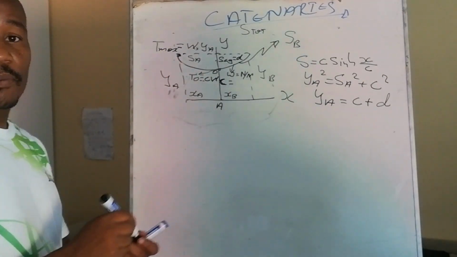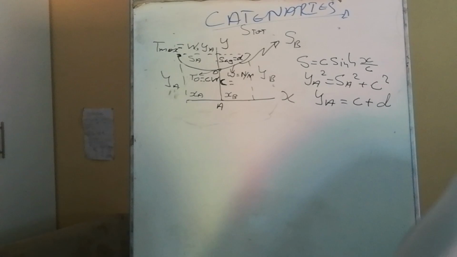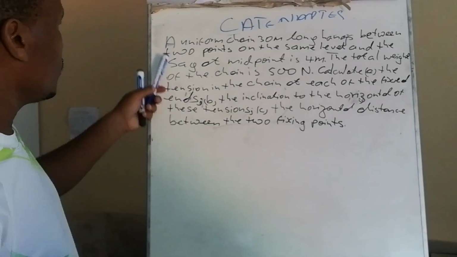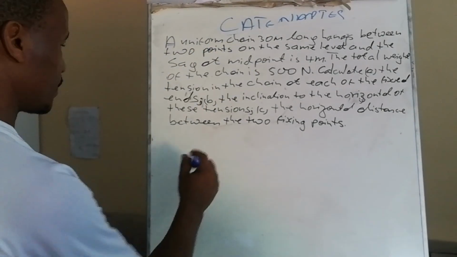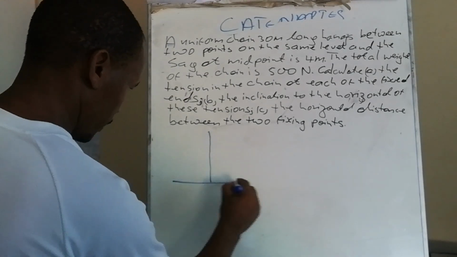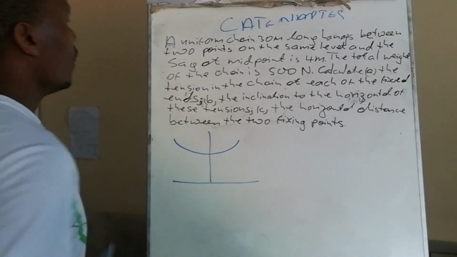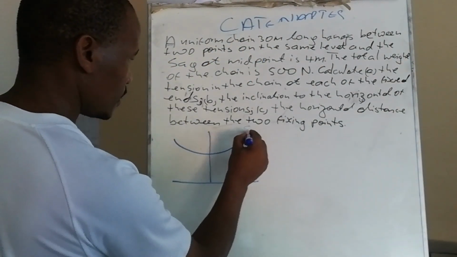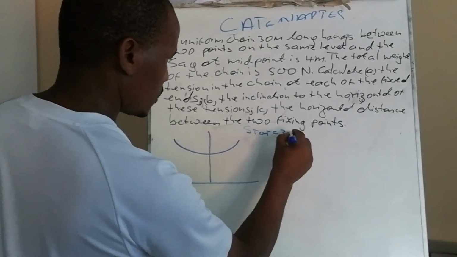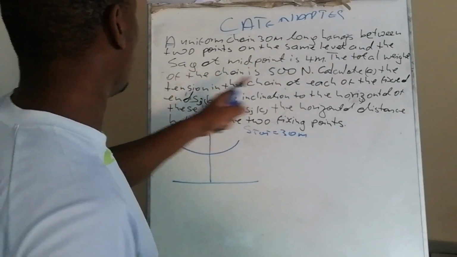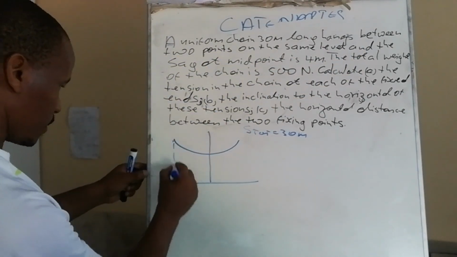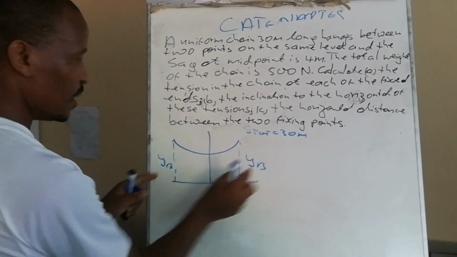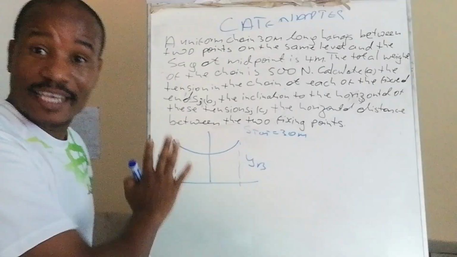Let's demonstrate with an example, guys. Let me write an example down. So, guys, here is our example. It says a uniform chain. Let's draw it actually. A uniform chain which is 30 meters long. It means this chain is 30 meters long. Hangs between 2 points on the same level. These points, YA and YB, are on the same level. For that reason, they are equal.